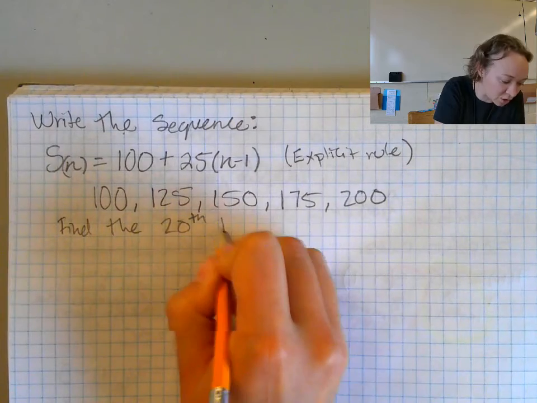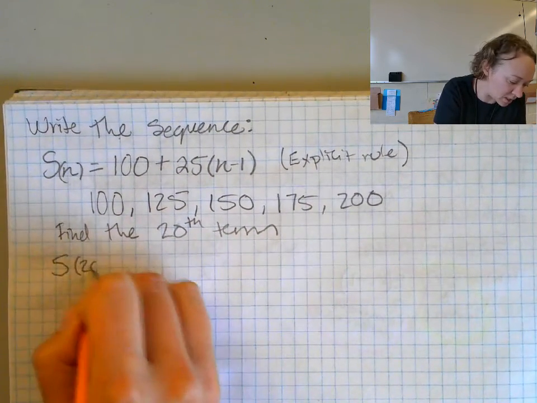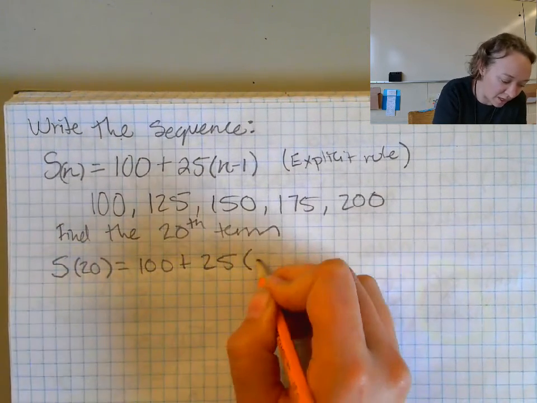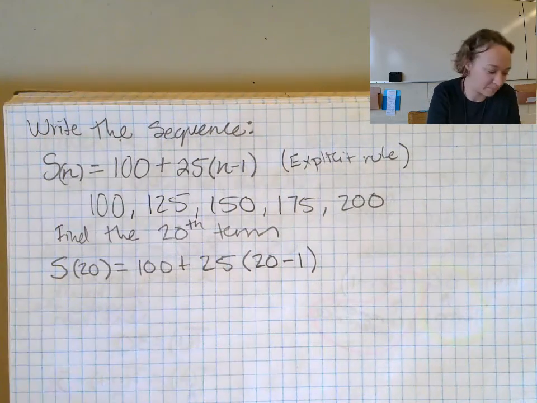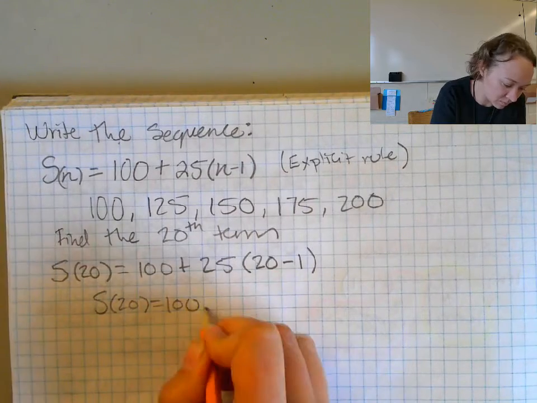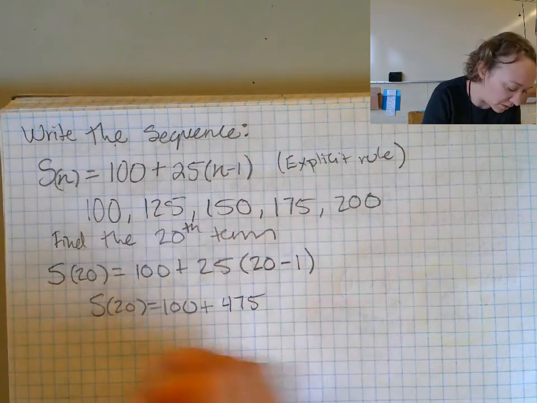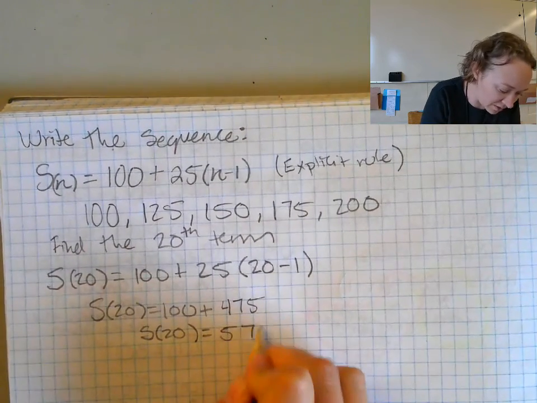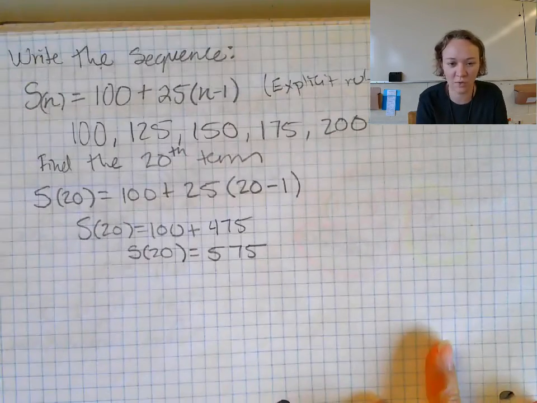Now I could also use this to find the 20th term. To do that, I would say S of 20 equals 100 plus 25 times 20 minus 1. And then I would do that math. So that would give me that the 20th term is 575. So that's 2 different ways you can use an explicit rule. Let's try it with a recursive rule.